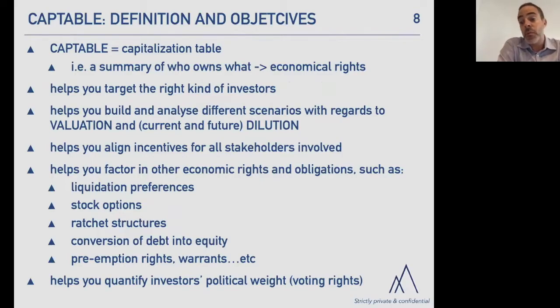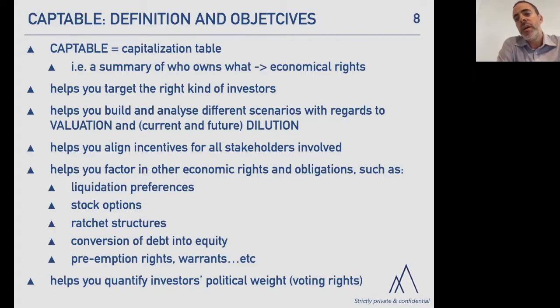So cap table. What is a cap table? I suppose you all are familiar with what it is, but cap table stands for capitalization table. So basically, it's a summary of who owns what, right? It's a summary of the economic rights of the company, of the capital of the company. It has several purposes. It does help you target the right kind of investors, and what I mean by that is that you can build all the scenarios in terms of valuation and stakes, etc.